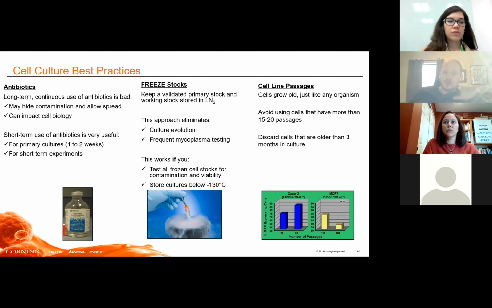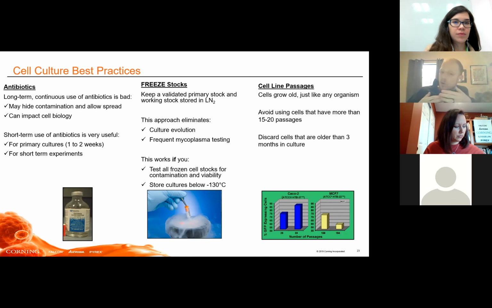They're not ideal for long-term continuous usage, and the reason for that is twofold. The first is it may hide an underlying contamination in your cell culture, whether that is a bacteria or mycoplasma, and once they hide that contamination, it can spread to additional cultures without you really observing a major impact at first if there's antibiotics in your cell culture. They can also, over a long period of time, impact the biology of your cells.